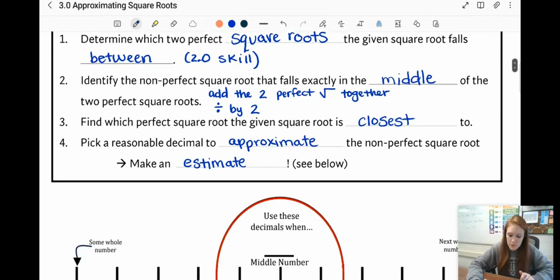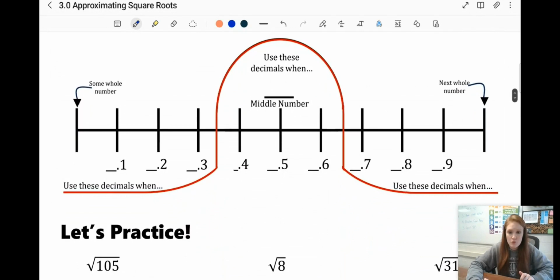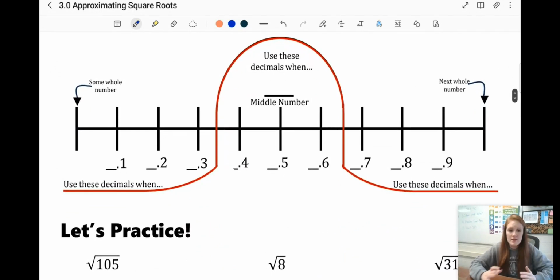Okay? So we have what I like to call our little roller coaster here. This roller coaster starts out nice and flat, and then it climbs up to the middle and it peaks, and then it comes back down. This is kind of a way to help us divide these good, reasonable decimals. Some of us have really great number sense, and these come naturally, but this roller coaster can help us if we're uncertain of what decimal to pick, okay?